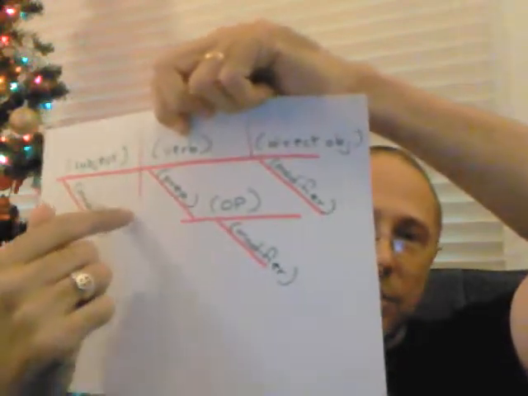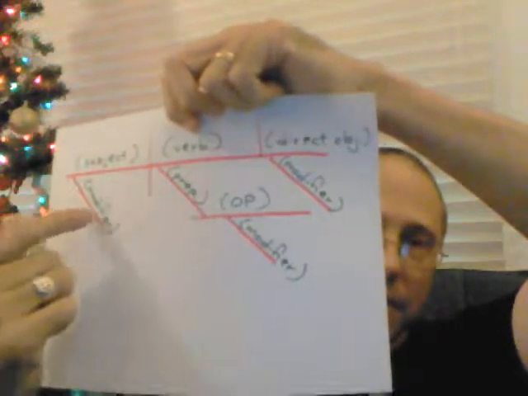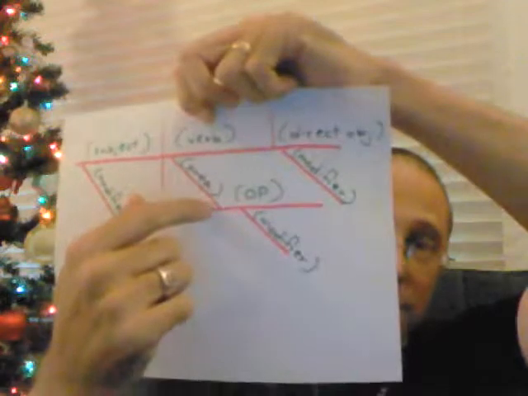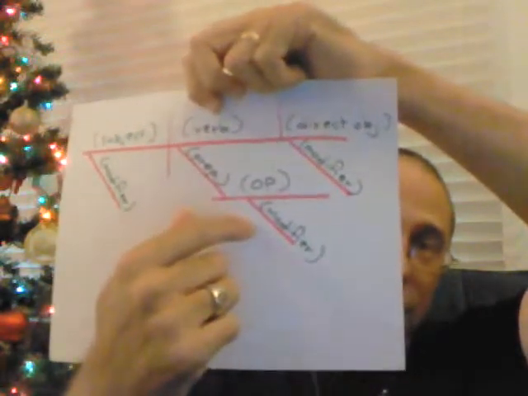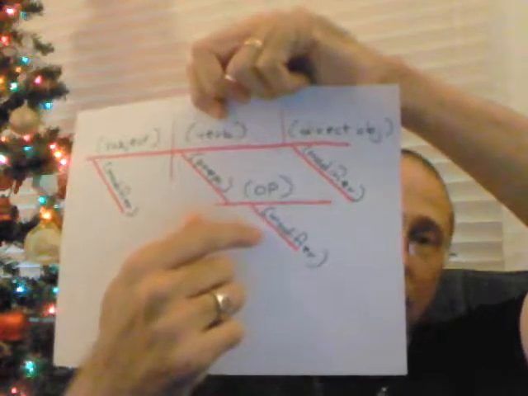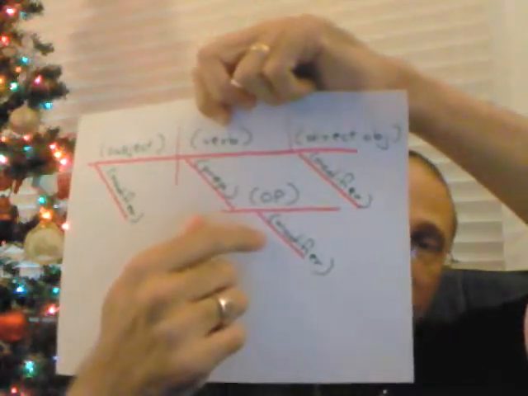Now, the diagram for the prepositional phrase, the preposition goes on the diagonal. The object of the preposition goes on the horizontal, and then since prepositional objects are nouns or pronouns, they can also have modifiers, which are adjectives. So in this case, we need a diagonal for that as well.